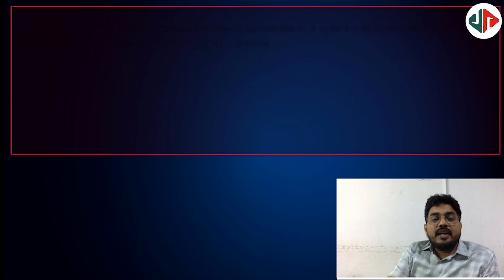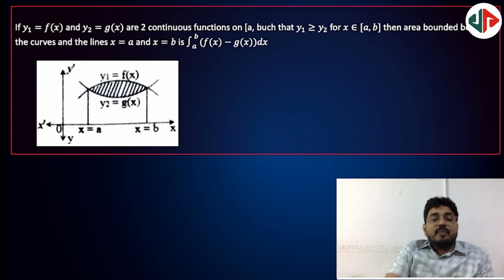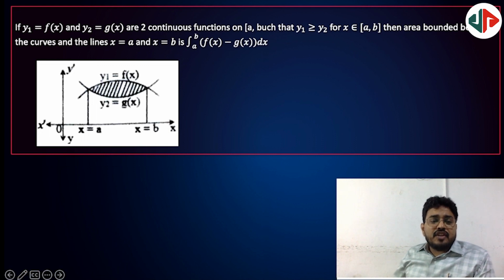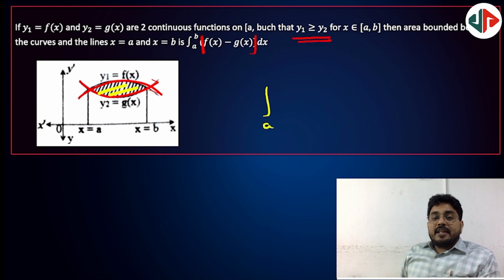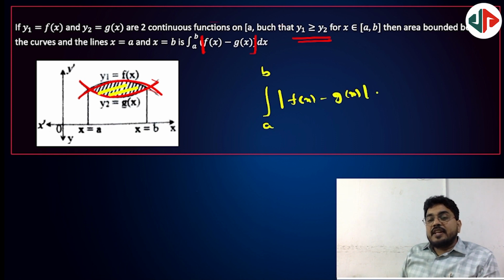Okay, next one is if there are two functions, y is equal to f of x and y is equal to g of x, and the area is bounded by these two. Irrespective of which is greater, I'll take the modulus because I'm not sure. Here we mentioned y1 is greater than y2. But if you are not sure whether f of x is greater than g of x or g of x is greater than f of x, happily you can go ahead with the integral a to b modulus of f of x minus g of x dx.